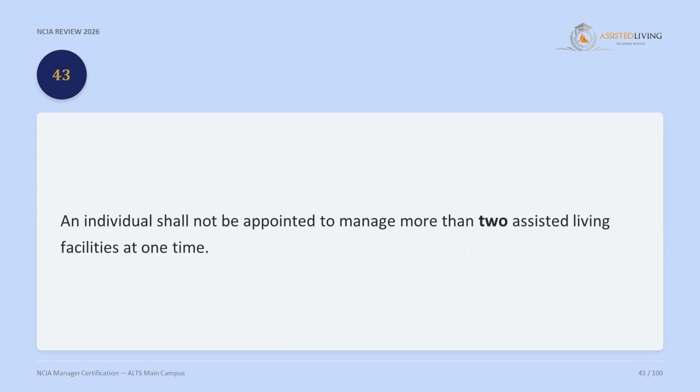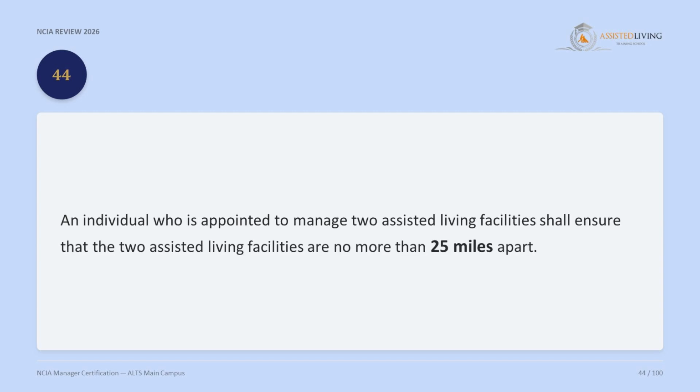No individual can manage more than 2 assisted living facilities simultaneously. Managers overseeing 2 facilities must ensure they are no more than 25 miles apart.